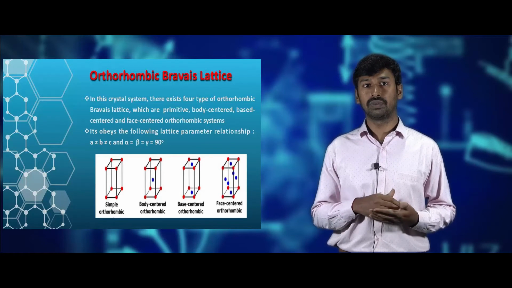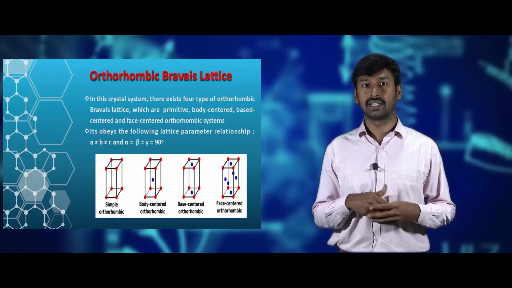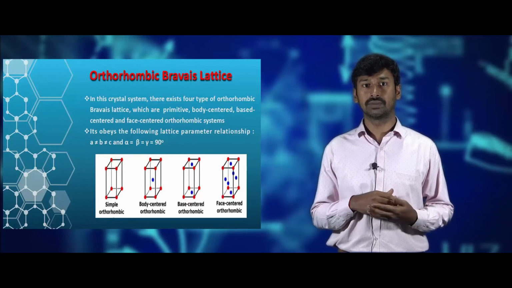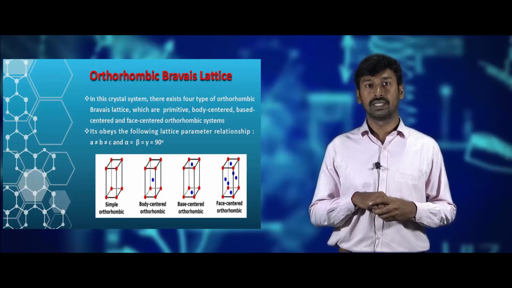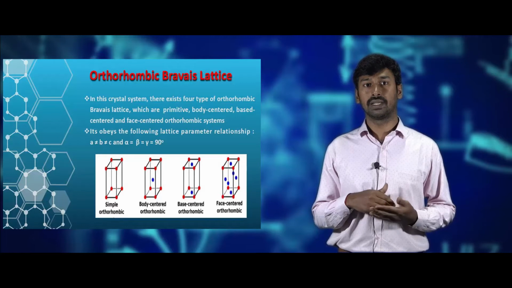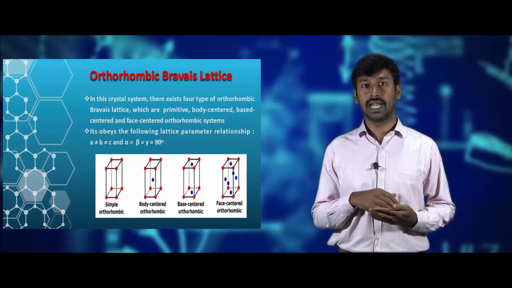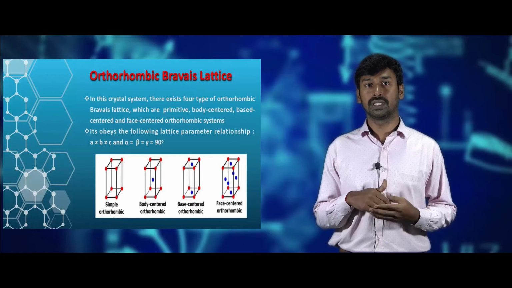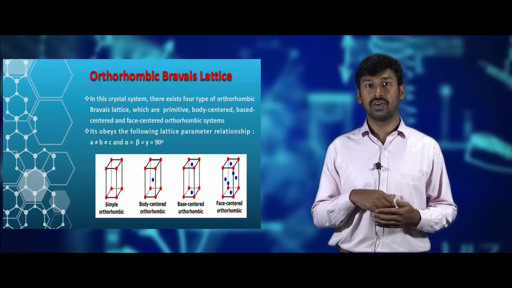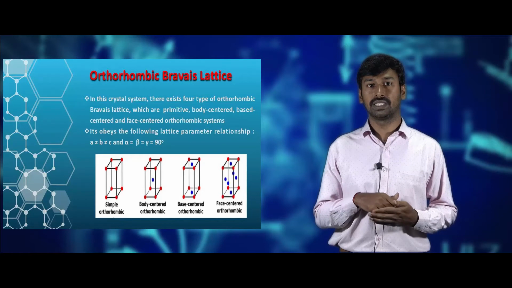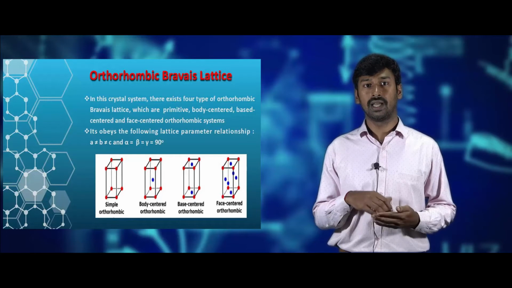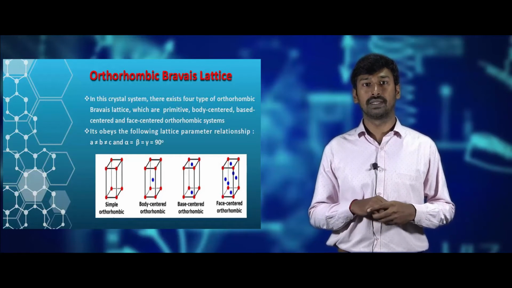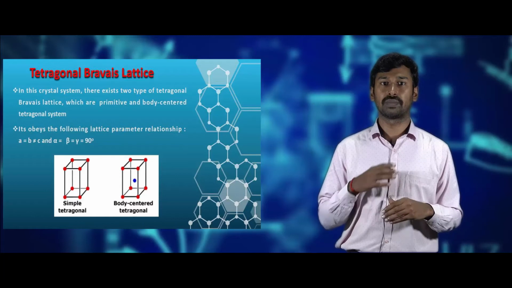The first one is primitive, in which atoms are arranged at the 8 corners of the unit cell. The second one is the body-centered orthorhombic crystal system, in which an atom is arranged at the center of the unit cell and at the 8 corners of the unit cell. The third one is the base-centered orthorhombic Bravais lattice, in which atoms are arranged at 2 faces of the unit cell along with the 8 corners. And finally, the fourth one is the face-centered orthorhombic Bravais lattice, in which atoms are arranged at the 8 corners along with the 6 faces of the unit cell. Next, we are going to see the tetragonal Bravais lattice.